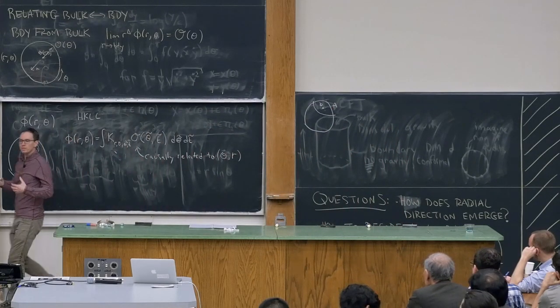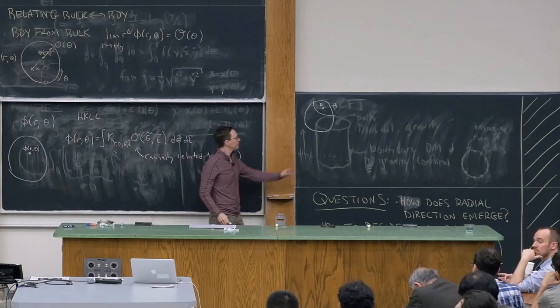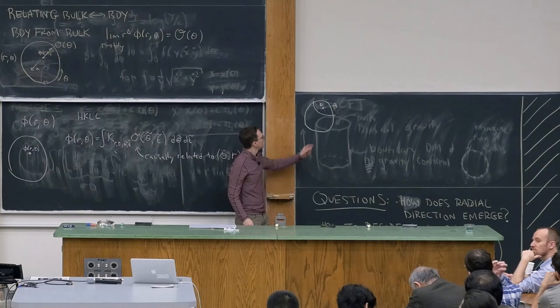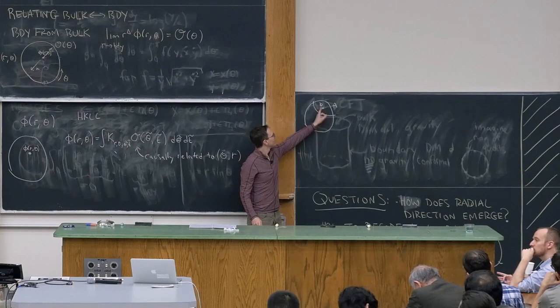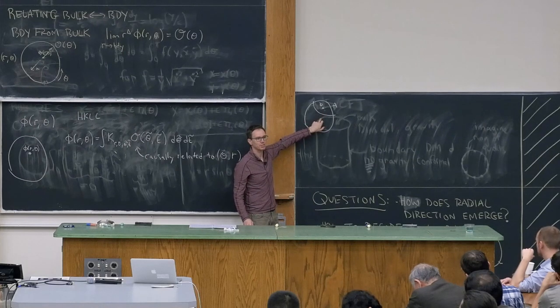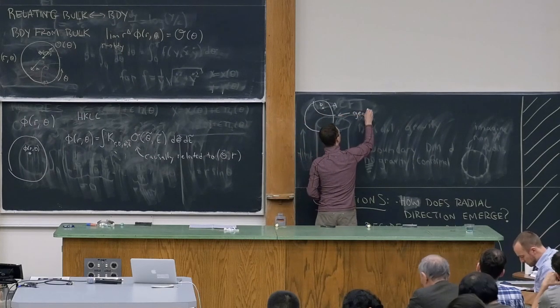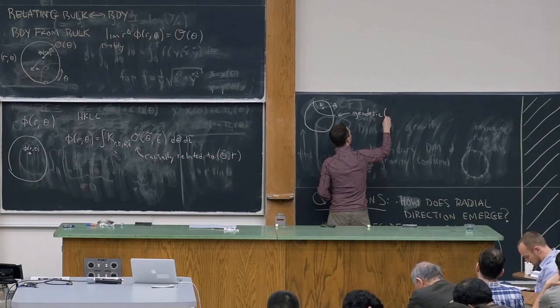So in general, I don't need the entire boundary to describe a bulk observable. I only need a portion of the boundary, right? But the portion that I need has to be sitting inside this region mapped out by the geodesic. So this is a geodesic, at least for empty AdS.